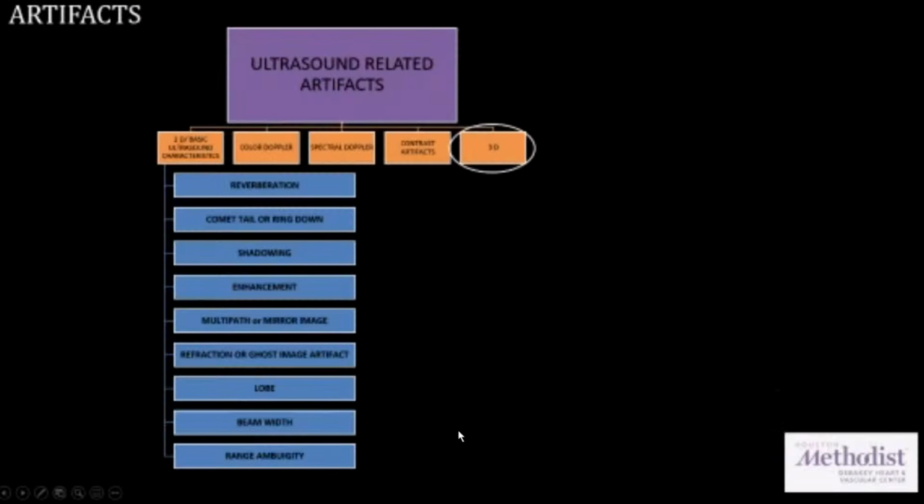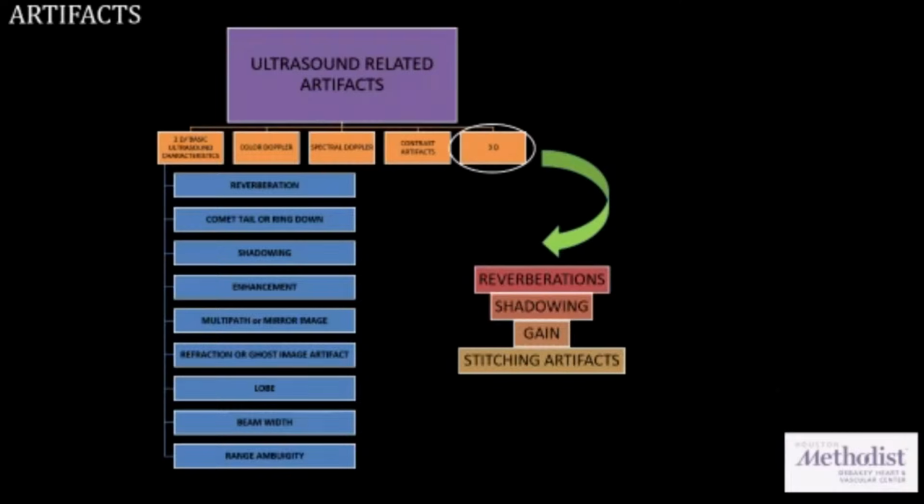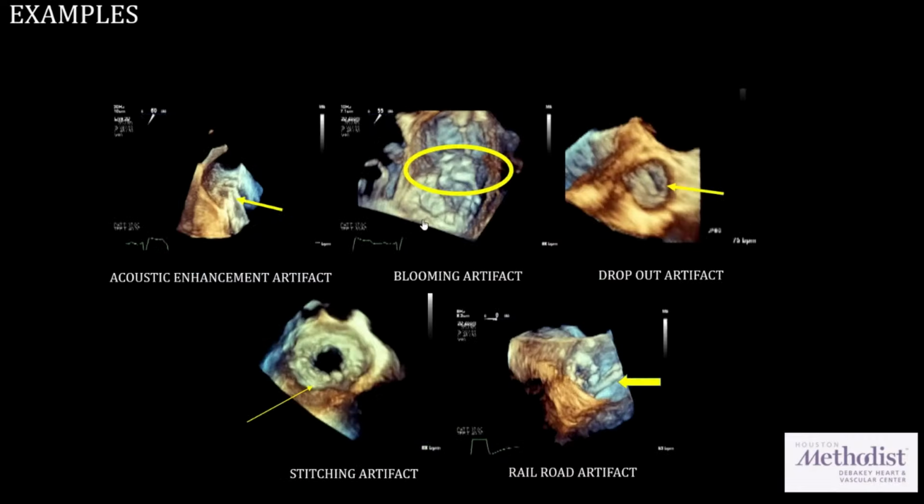All right, finally, moving on to some of the 3D artifacts, including reverberations, shadowing, and we have, again, the same 2D related problems. Stitching artifacts are more common on 3D because, as you know, we do actually include more than one volume data. And then again, dropout artifacts, blurring artifacts, and blooming artifacts are something which we typically see.